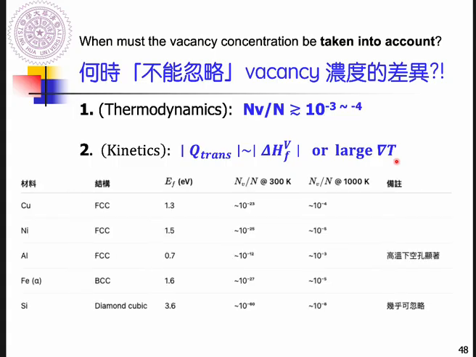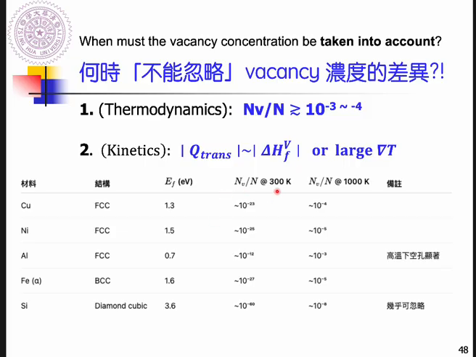So I'm going to give you some examples here. What we have here is copper, nickel, aluminum, and silicon with their corresponding crystal structures. We have FCC, BCC, and diamond cubic for silicon. And as you have probably learned, for copper, nickel, and aluminum, most of these materials have a vacancy formation energy of around 1 eV.